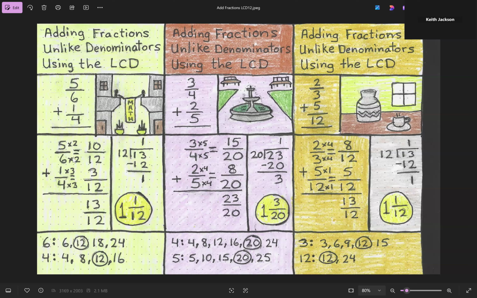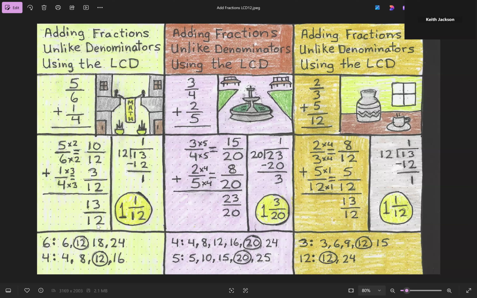Now let's take a look at this one, in which we have 5/6, and we're going to compare it to a fraction that has 12 in the denominator. We know that 6 times 2 will give us 12. Whatever we do to the denominator, we do the same thing to the numerator, and 5 times 2 will give us 10. And so now we have 10/12 plus 3/12, which will give us 13/12.